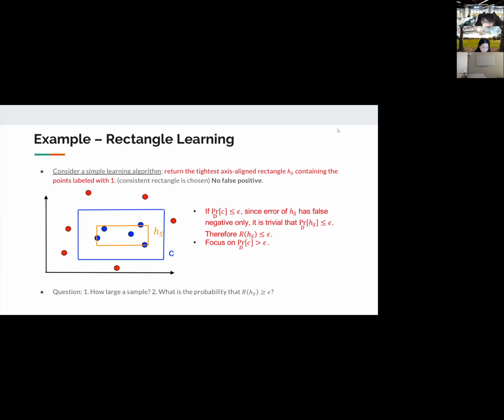So when you say the probability of C is less than or equal to epsilon, what does that mean? It means the probability that a point drawn randomly according to D falling within rectangle C would have a smaller than epsilon probability. The probability of a point being drawn in the rectangle C is less than epsilon? Yes. So there's very little mass there.